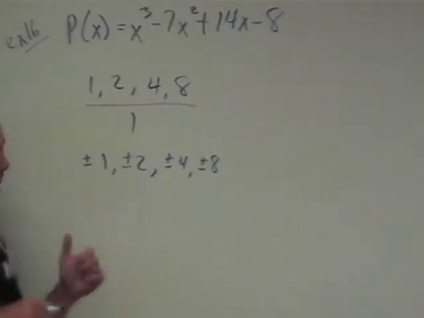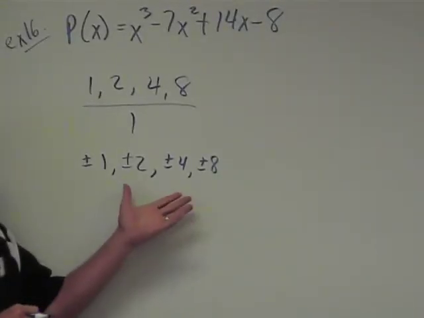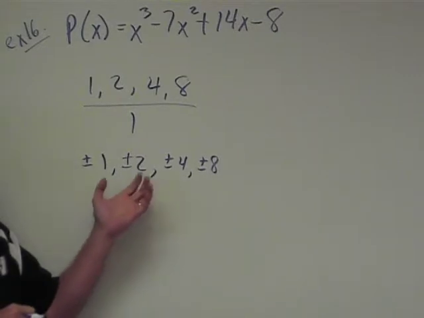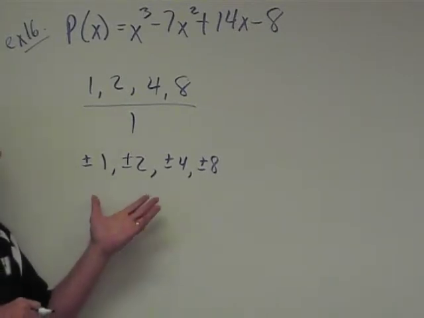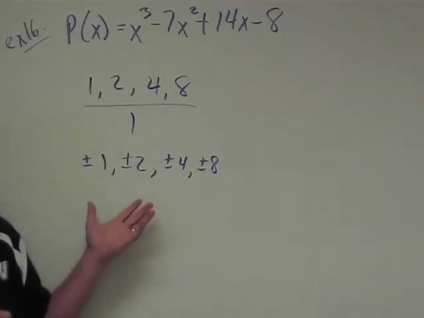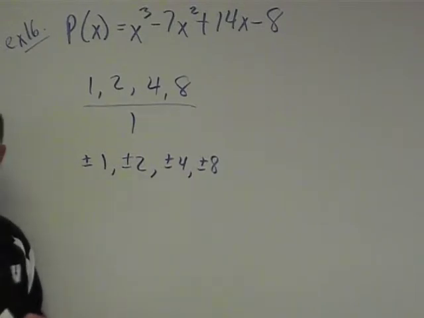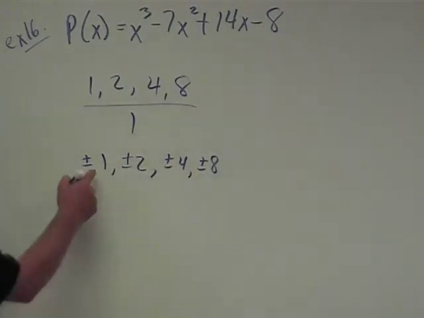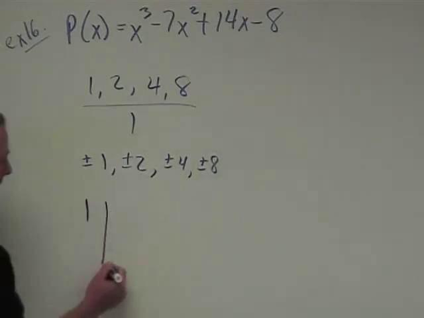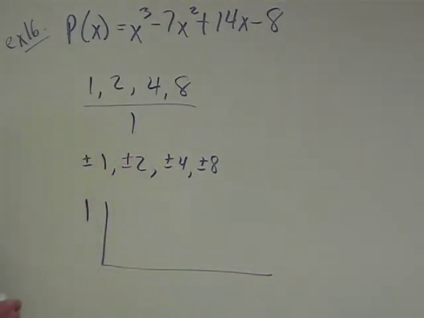What I want you to do, you have to know how to do this because this is part of what your assignment is. And if you don't have your graphing calculator or you can't use something like that on the test, then you're going to have to do this. So this is how you find what possible zeros are, and then you have to use synthetic division to find out. So we're going to start with positive 1, and we're going to see if 1 is a zero here.